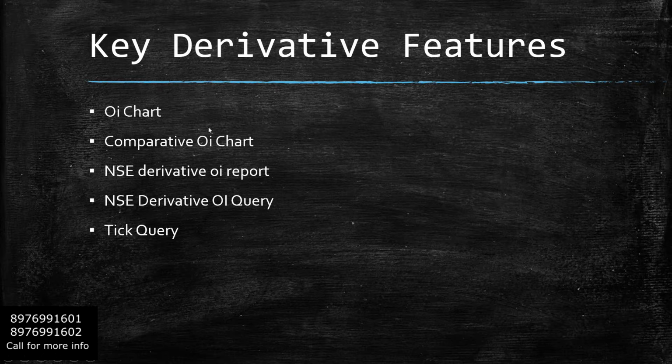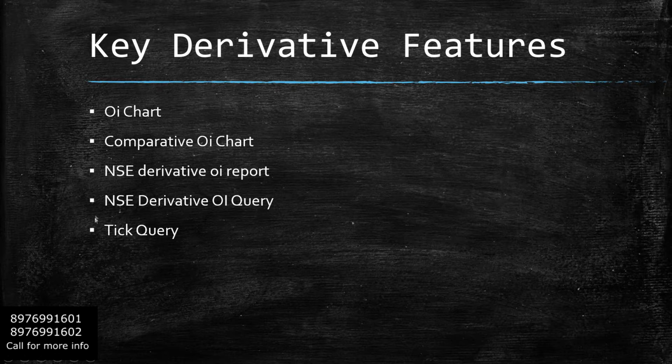It is under the chart section. Next we have the comparative OI chart, again under the chart section. Next we have the NSE derivative OI report. It is under the report section of the Spider software. Next we have the NSE derivative OI query, the query part of the NSE derivative OI report. It is under the query part. Next we have tick query.